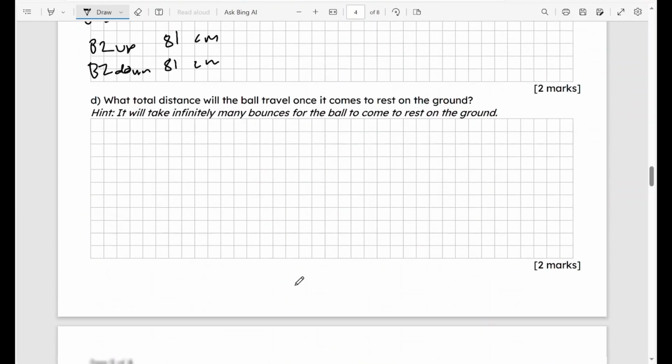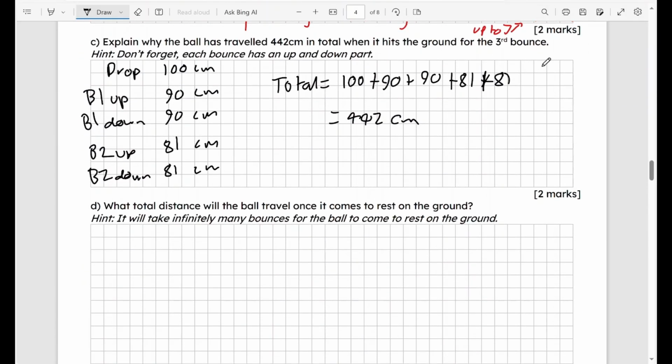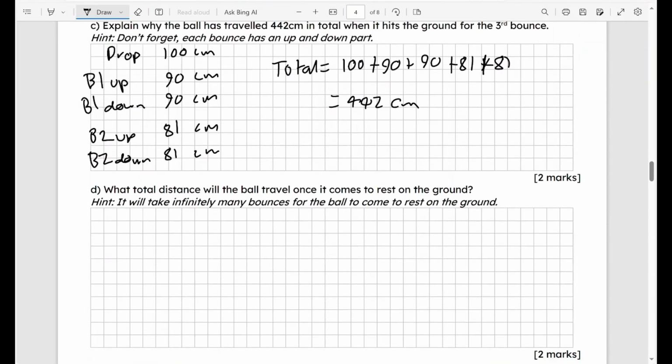What total distance will the ball travel when it comes to rest on the ground? So basically we're expanding this out forever. So what we can do is total is the sum of i equals 1 to infinity of, well, let's see. So this is 100 times 0.9 to the power of, I bet it's k. Okay, plus the original 100 that we started with.